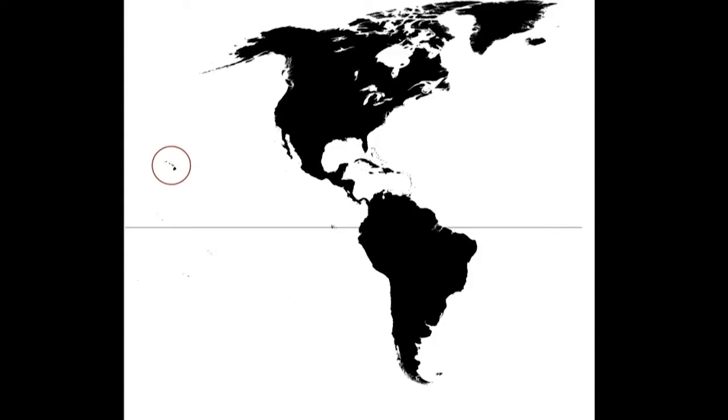Here in this image, you can see Hawaii circled. Hawaii is made up of 8 major islands, 7 of which are inhabited. Remember, inhabited means people live there. The islands of Hawaii were formed by volcanic activity. In other words, if it weren't for volcanoes, Hawaii would not be there at all.